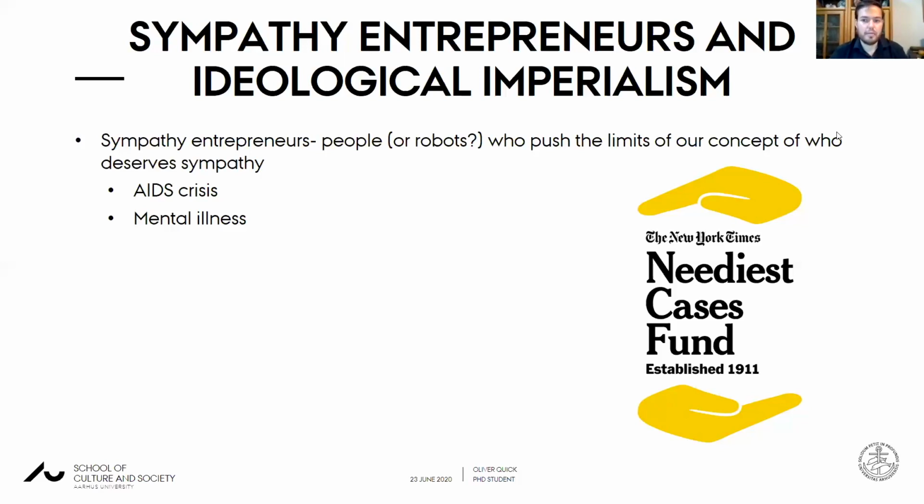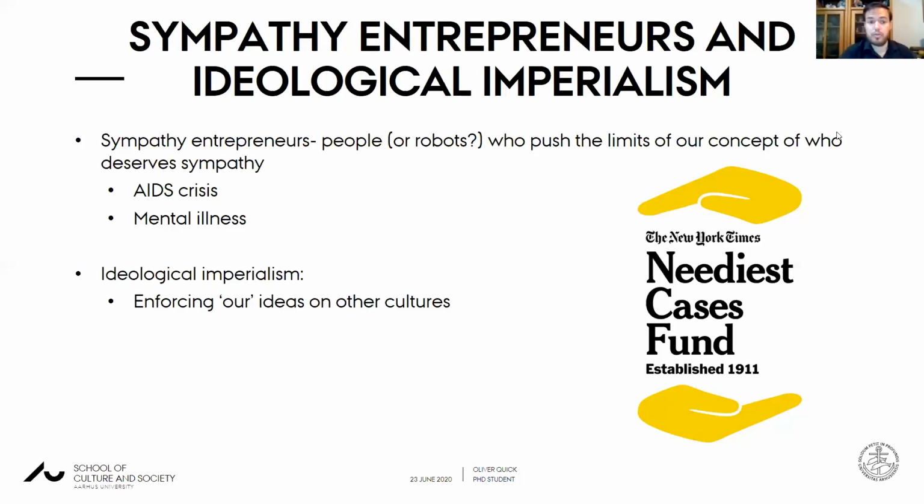We might ask then, where can robots fit into this picture? And this turns us to the problem of what I call ideological imperialism. So for me, this is the biggest risk that I've come across in social robots generally, though I think sympathetic robots pose a particular danger here. So the idea I have in mind here is the risk of enforcing our ideas on other cultures.